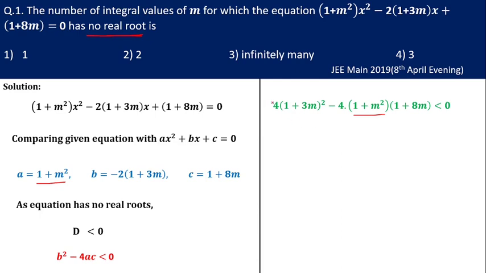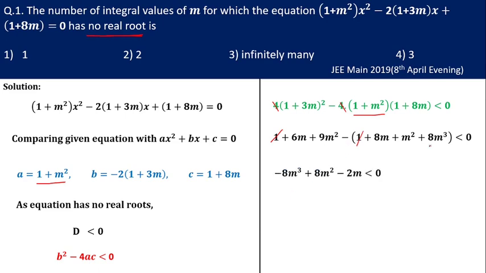Now what next we can do is cancel this 4 with this 4. Now expanding these brackets, I can write 1 plus 6m plus 9m square. To expand this first bracket, we have applied a plus b the whole square formula. Now this 1 into 1 is 1. 1 into 8m is plus 8m, plus m square into 1 is m square, plus m square into 8m is 8m cube.